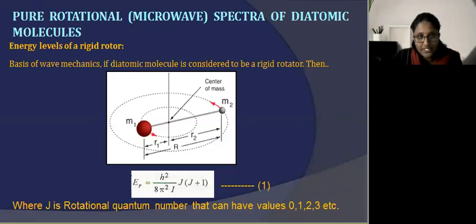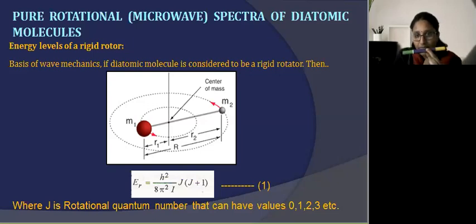From the basis of wave mechanics, consider the diatomic molecule as a rigid rotor. I told you in the previous video, consider this object as a diatomic molecule. Here, this green color is hydrogen, and the yellow color is chlorine. The center of gravity is pointing towards the higher mass atom, the larger mass. Okay, this is the center of gravity. It is not towards the hydrogen because it has less mass compared to this. So the center of gravity is here.